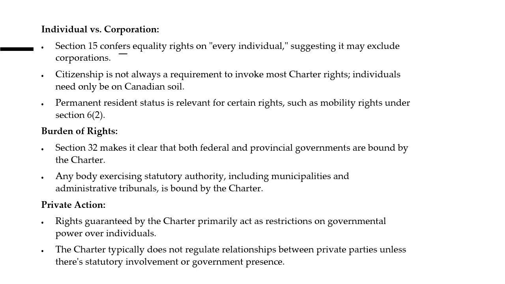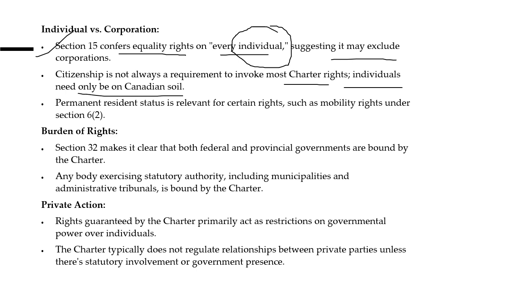So section 15 confers equality rights on every individual. Directly we can see from the wording, from the language interpretation of section 15, that it excludes corporations. Citizenship is not always a requirement to invoke most Charter rights. Individuals need only be on Canadian soil. Permanent resident status is relevant for certain rights like mobility rights under section 6(2). So these are various different applications of how and where the Charter applies.